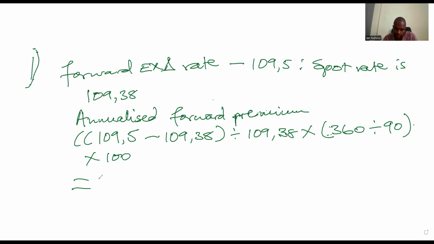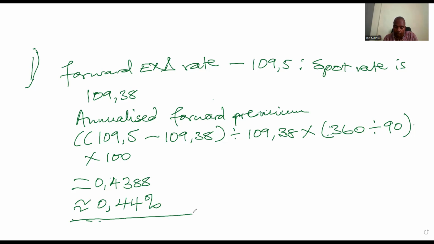The answer is 0.4388, which is approximately 0.44%. So 0.44% is the annualized forward premium. It's expressed as a percentage.